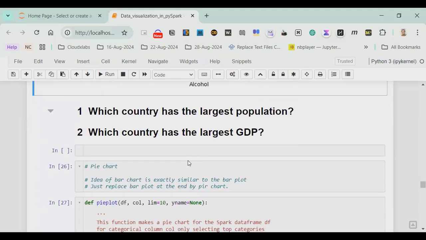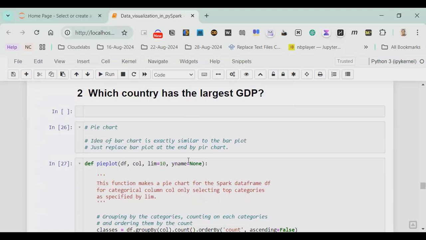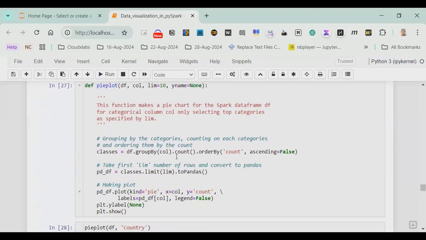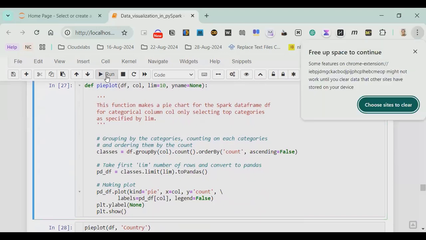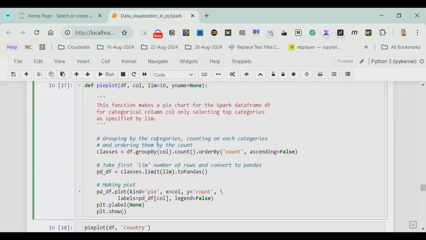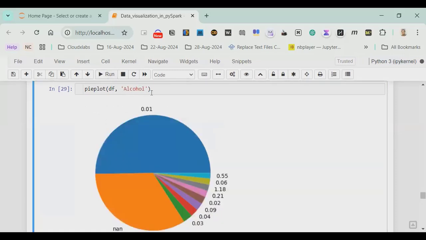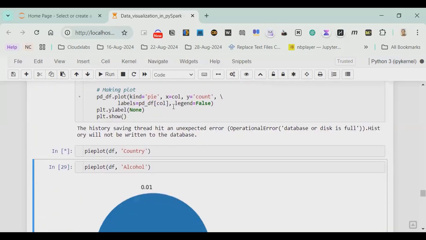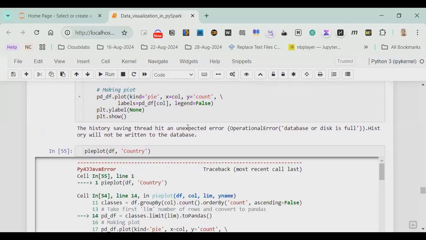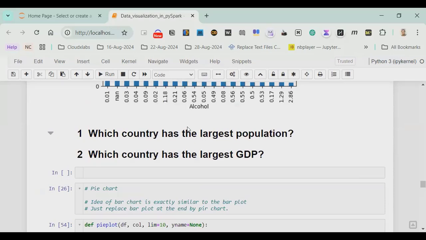In a similar way, you can check which country has the largest population and which country has the largest GDP, just move ahead. And in a similar way, we can use the pie plot also. The pie plot is better for categorical data. If you want to look at percentages, like out of 100 percent, how much each share is, in those cases the pie plot is better. So for that, I'm creating one more function and I just want to look at country. So I'm looking at country here. Okay, pie plot, we got it here.